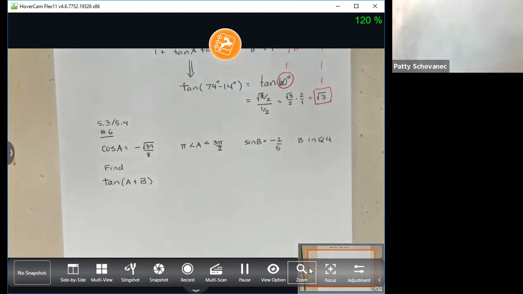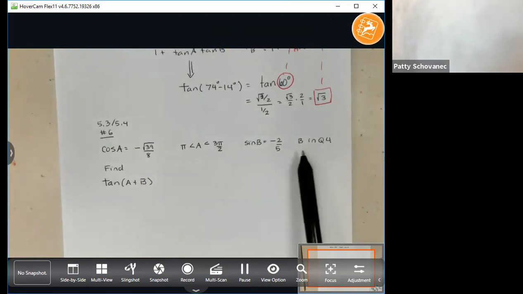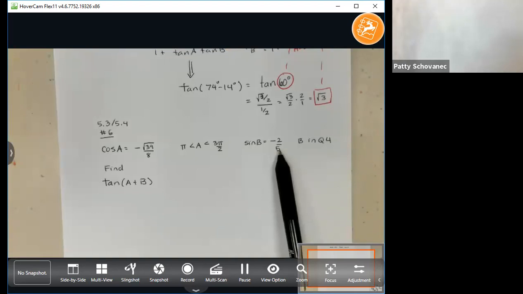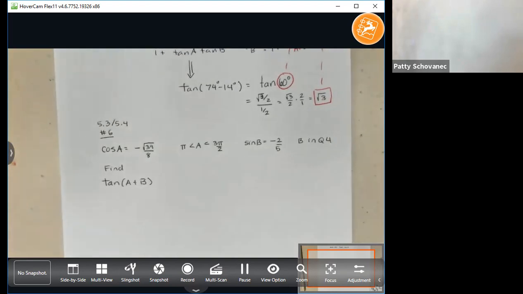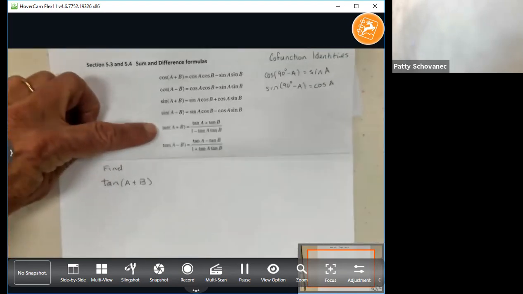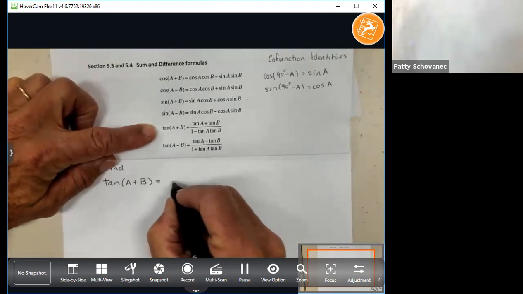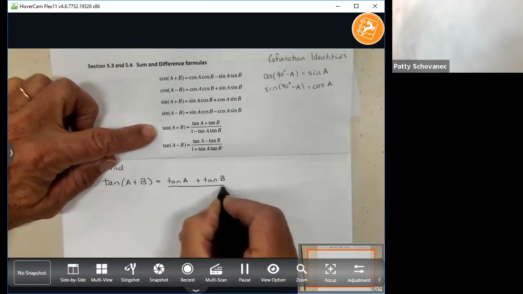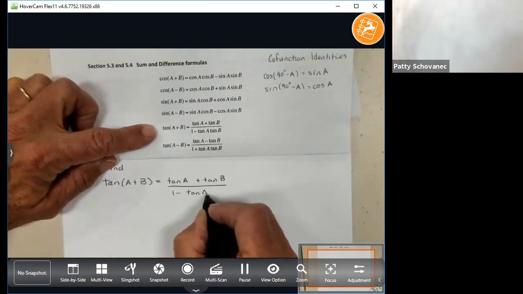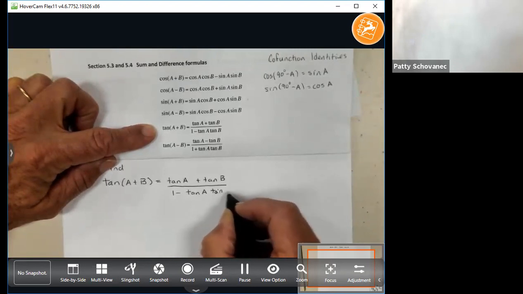Okay, so remember that given angles, if you know the sine or cosine or any one trig function of a single angle, you know them all. And not only that, this tells you what quadrant they're in. We're going to need to know all sides of those triangles because the tangent of A plus B is going to look like, let me write down the identity here. The tangent of A plus B is going to look like the tangent of A plus the tangent of B divided by 1 minus the tangent of A times the tangent of B.